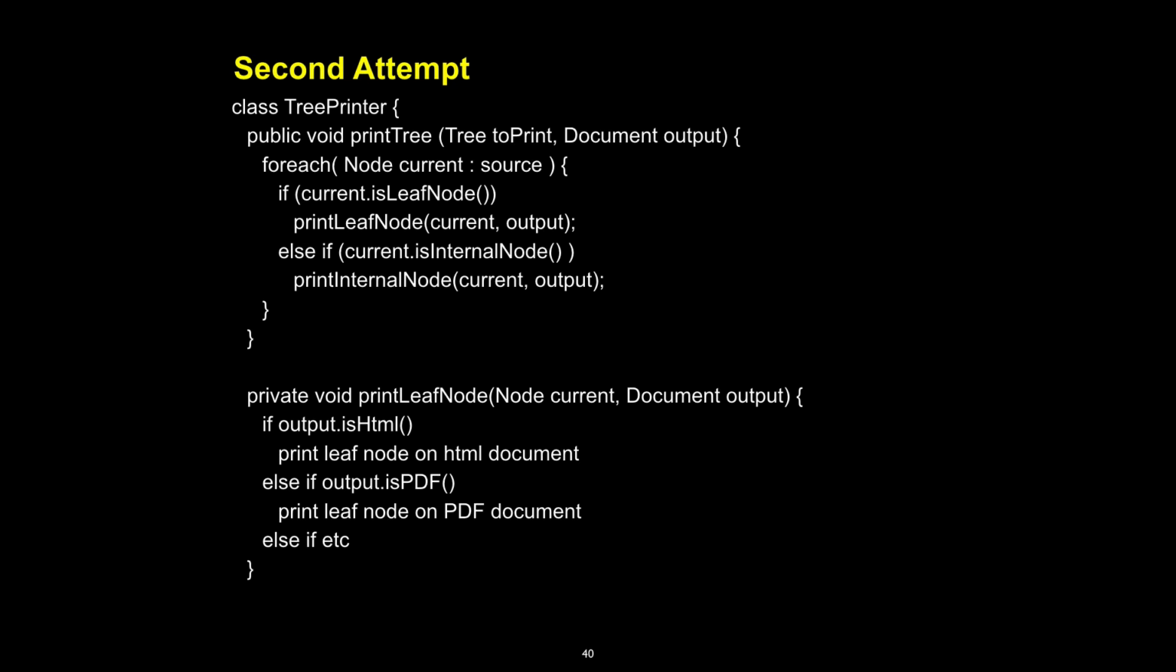So here we're separating out whether it's a leaf node or internal node. That's going to be better, but then inside our print leaf node, we have to check what type of thing it is, and again, that's going to be hard. So we don't want to do that. We've got these hidden case statements, and every time we want to extend, we have to add to them.